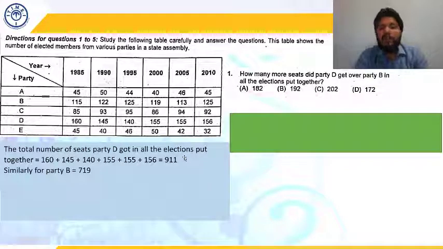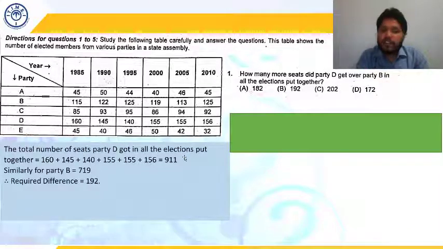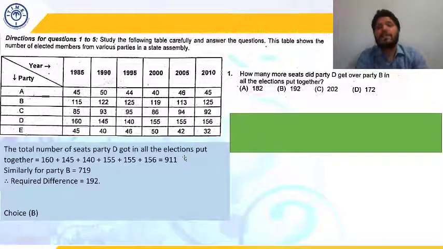So we have got the total number of seats party B got, and we have got the total number of seats party D got. Now what has been asked: how many more seats did party D get over party B in all the elections put together? We just want the difference of their seats. So 911 minus 719 comes out to be 192, which is option B. So the answer is going to be option B in this case. I hope it is clear to everyone.